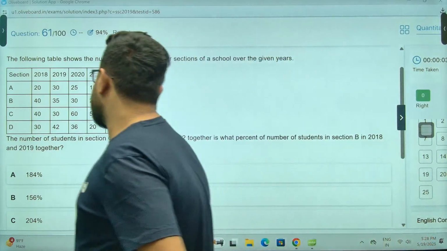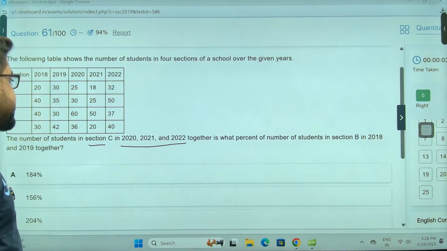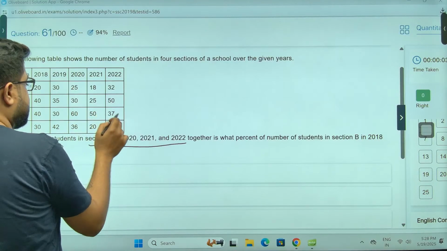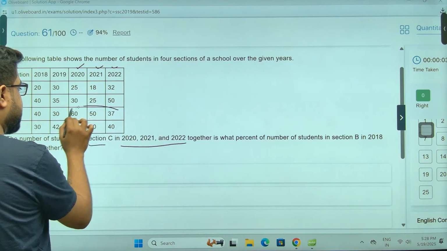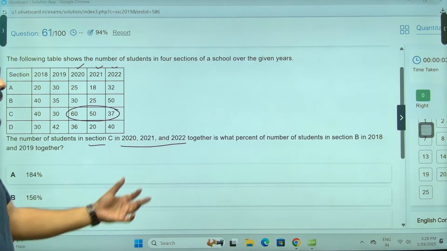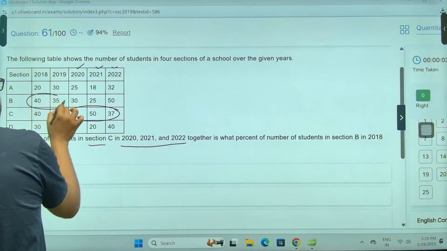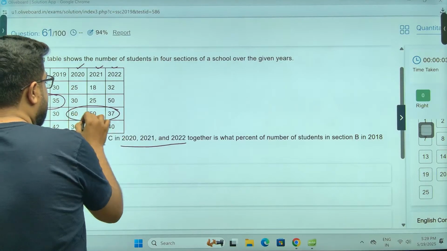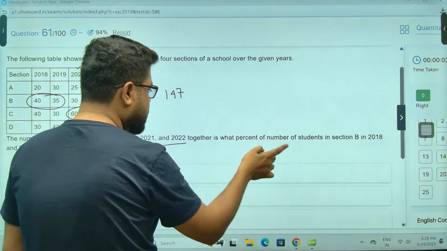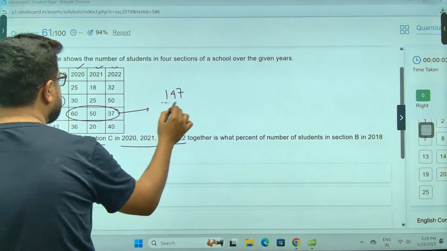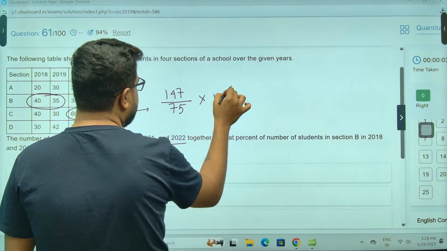The number of students in section C is this together. Achha, C: 20, 21, 22. Data picking is something that you need to do carefully. This one is what percent? Section B, 18, 19 together. 110, 147 is what percentage, more or less? No, nothing. So just percentage, of 75 into 100, sir. You don't need to do it, sir.